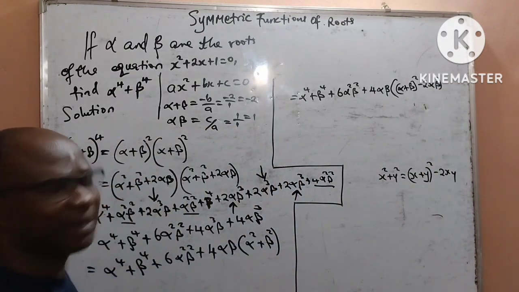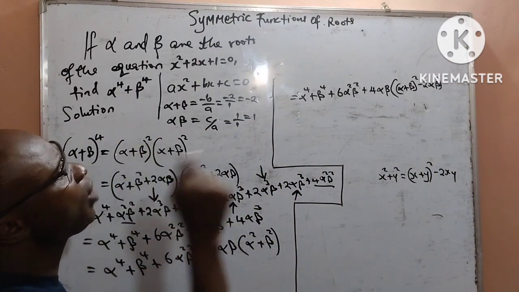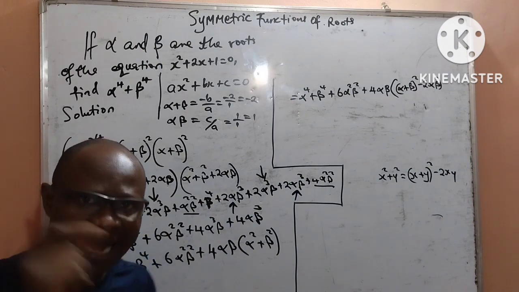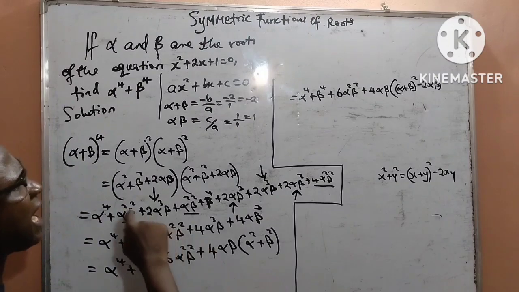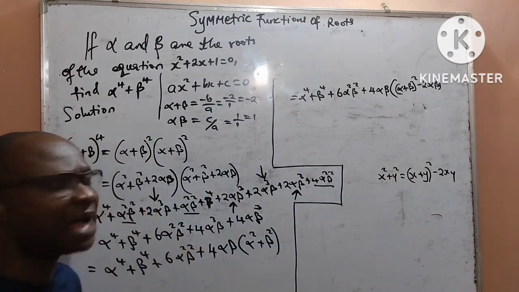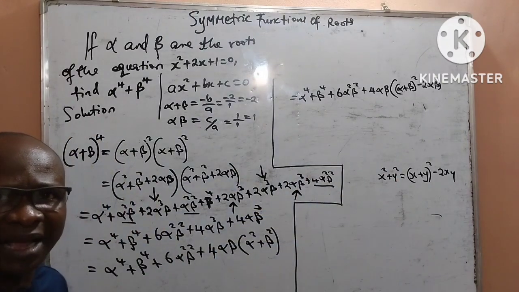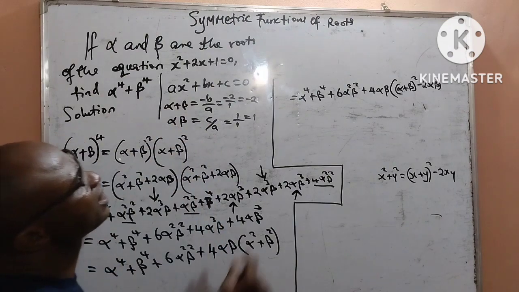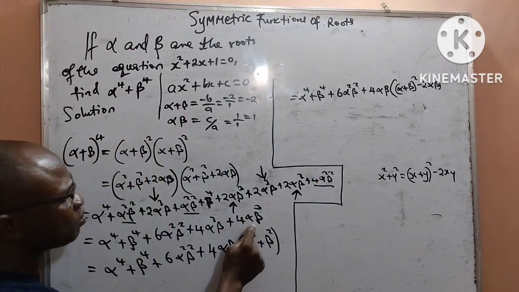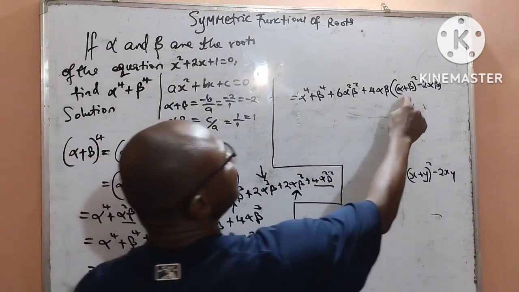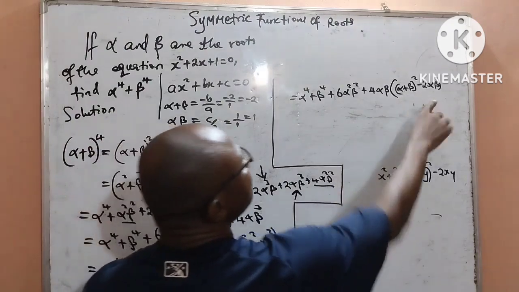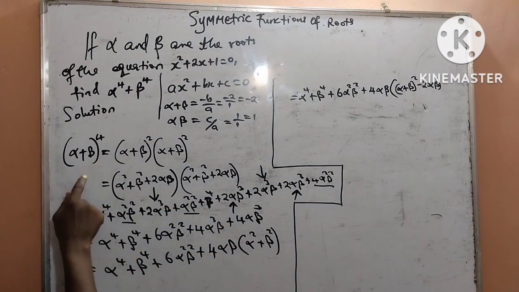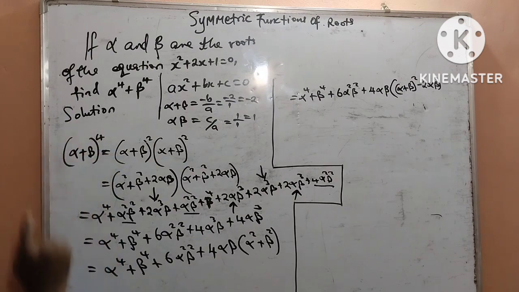Good. Sorry, bracket. Now, what I have done is that I am trying as much as I can to ensure that everything I have here is in terms of alpha plus beta or alpha beta, sum of roots and product of roots. Therefore, when I saw alpha squared plus beta squared, I need to simplify it further. And having done that, this is what I have. But remember what we are doing, that we are expanding alpha plus beta to power 3.